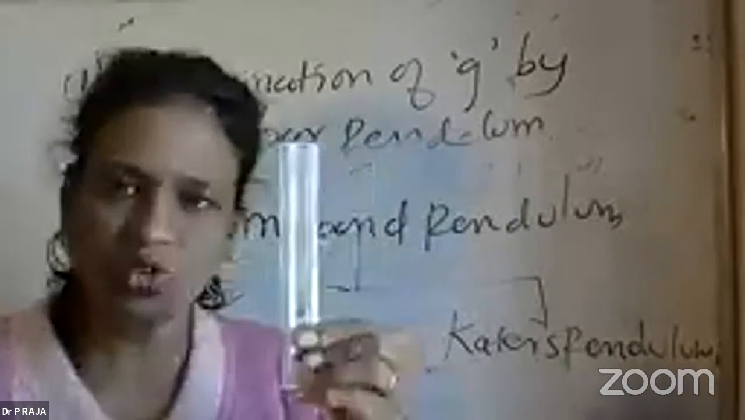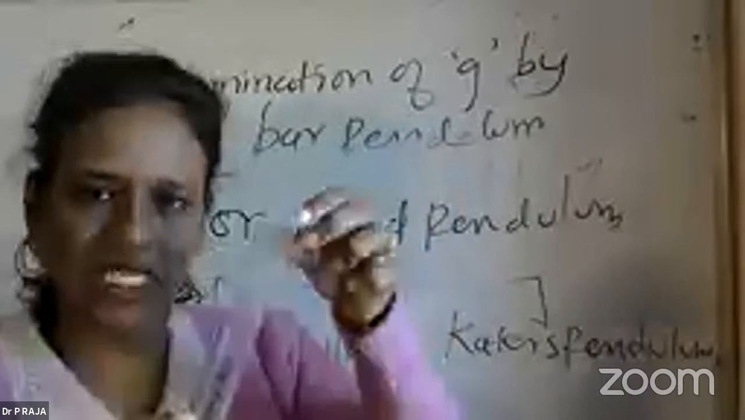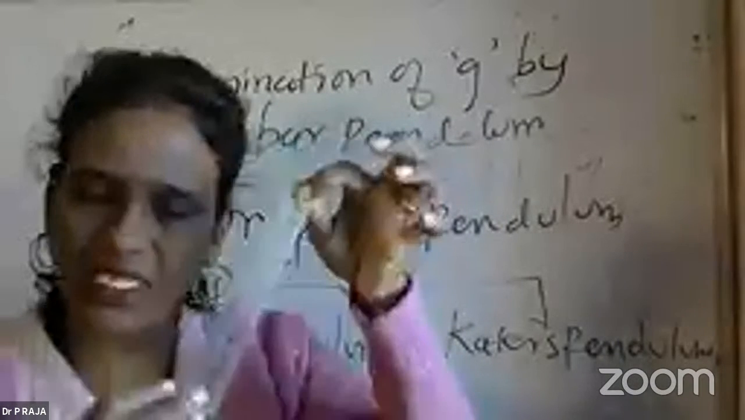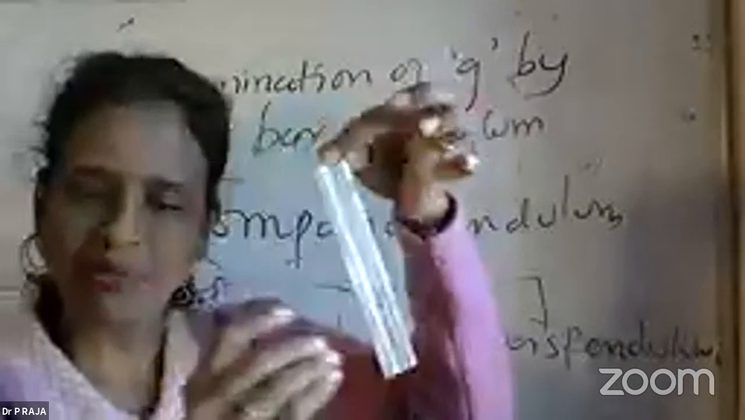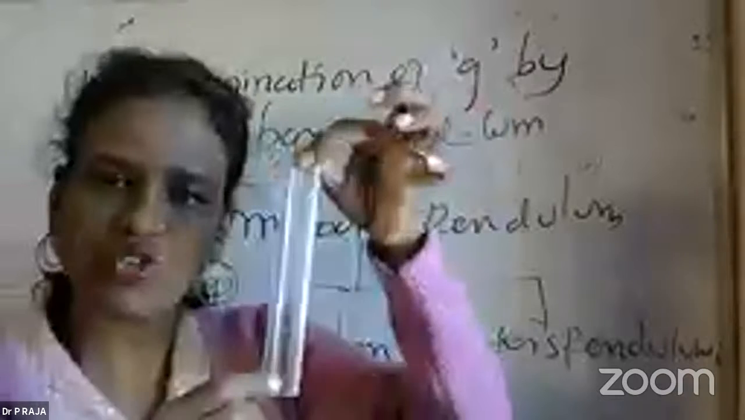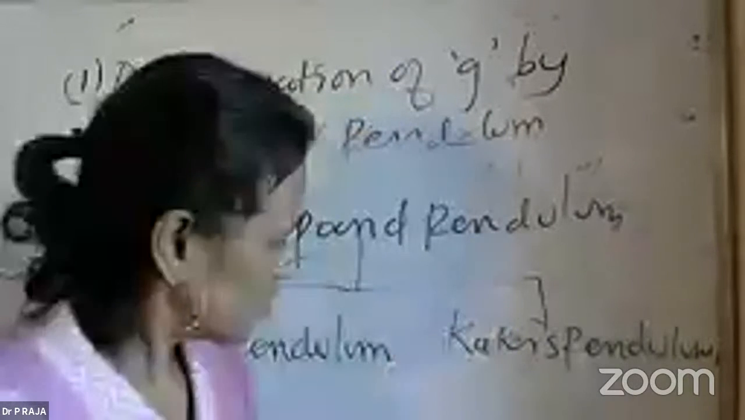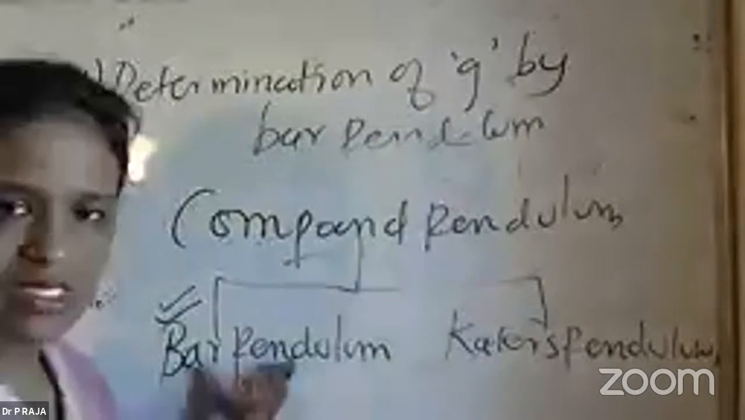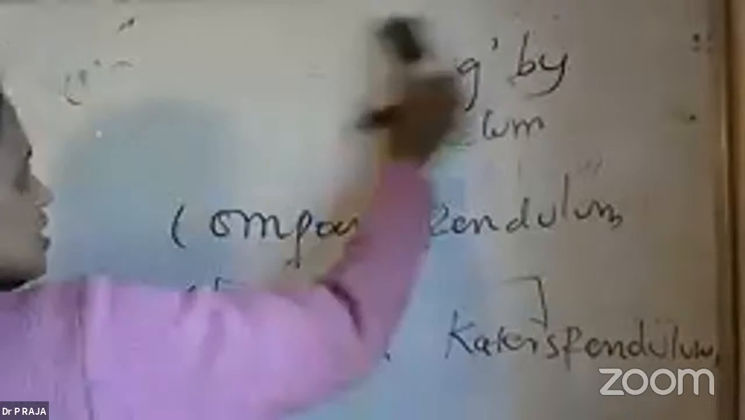Now, what is a compound pendulum? Any rigid material. See, this also I can use as a compound pendulum, if it can oscillate about its mean position. If I can fix it and make it oscillate, then I can call this material also a compound pendulum. So the bar pendulum is one pendulum, which will be like this.